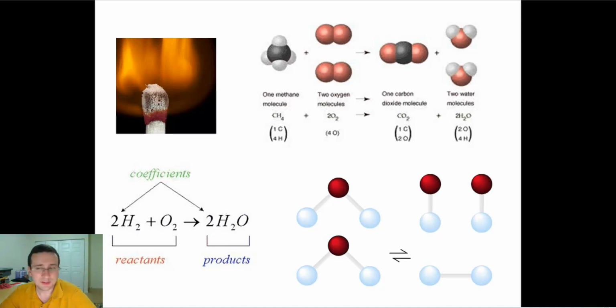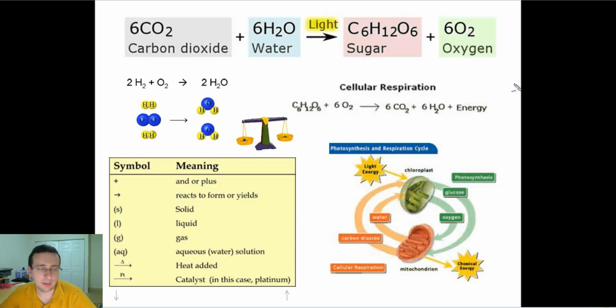Now, sometimes you also see things like special symbols. For example, plus signs mean you're basically adding the reactants together or adding the different products together. The arrow means reacts to form or yield. A little S next to the word means it's a solid. An L means it's a liquid. A G means it's a gas. AQ means this is happening within an aqueous solution.